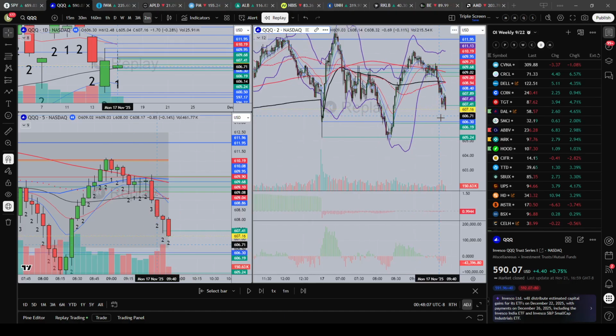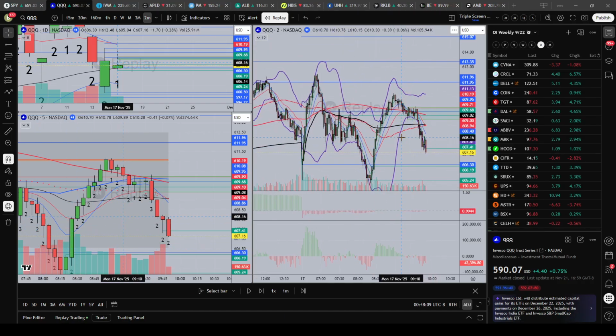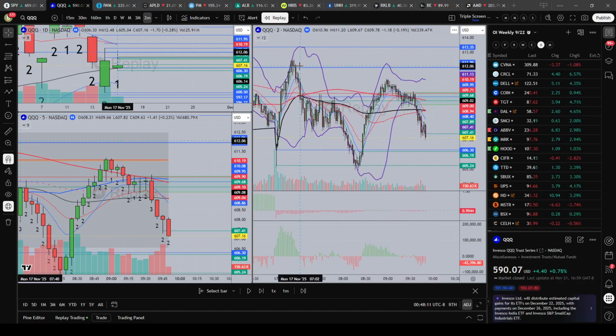Yeah, we're still inside day. But I would say this is going to push further down, right? Because you have a double top. Attempt 1, attempt 2, and then this wants to probably just burst to the downside. I'll probably buy out of the money, 605.